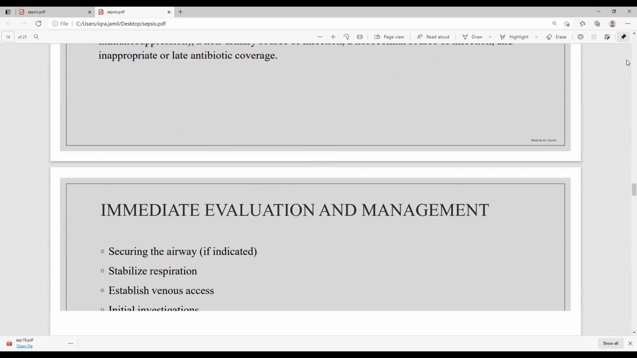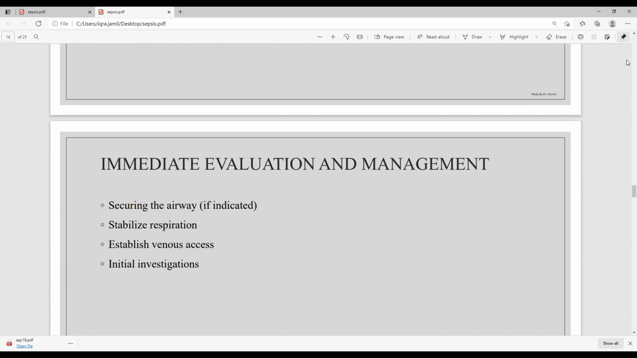Immediate evaluation and management. These are four things that are very important immediately when a patient comes to the emergency department. First of all, securing the airway if indicated, stabilization of respiration, establishing venous access, and initial investigation.